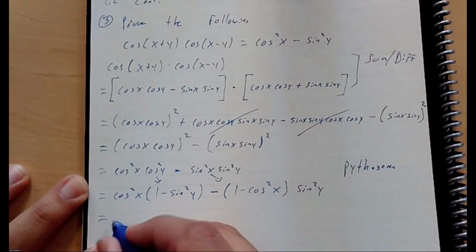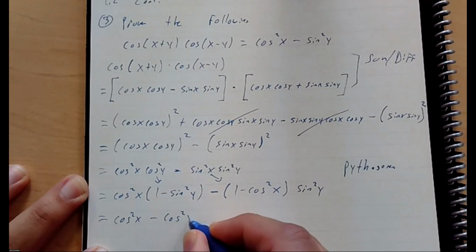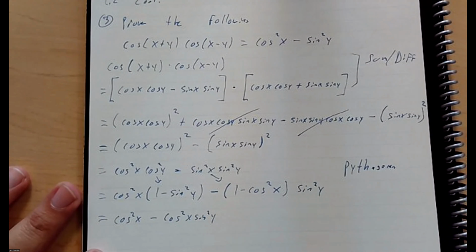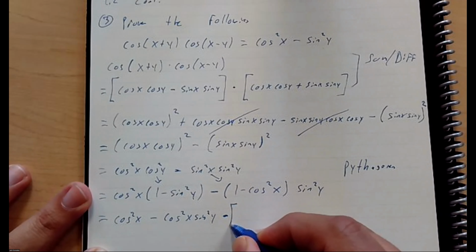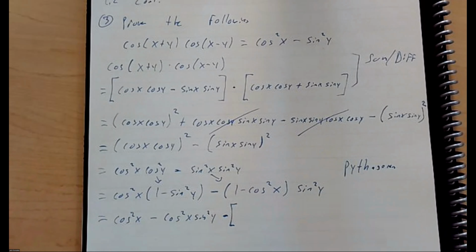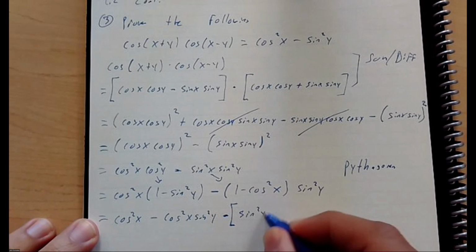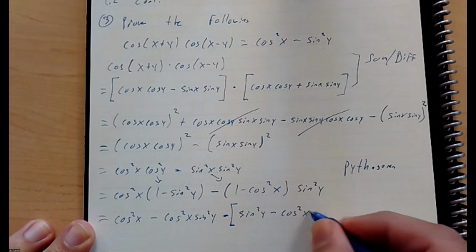Distribute, we'll get these two terms. Right? This has a minus, so whatever comes out of this multiplication will have to have its signs swapped. So sine y times a 1. Cosine times sine, that'll be this here.